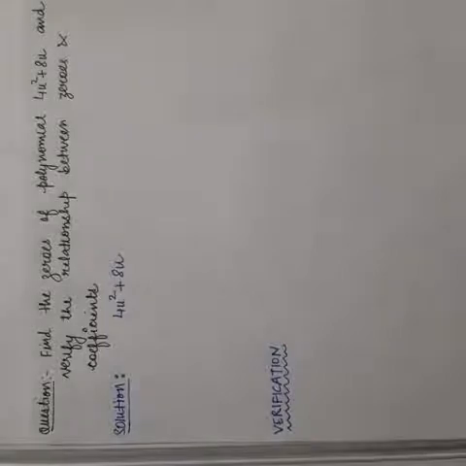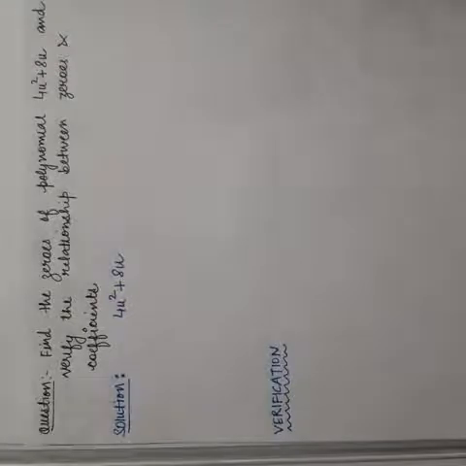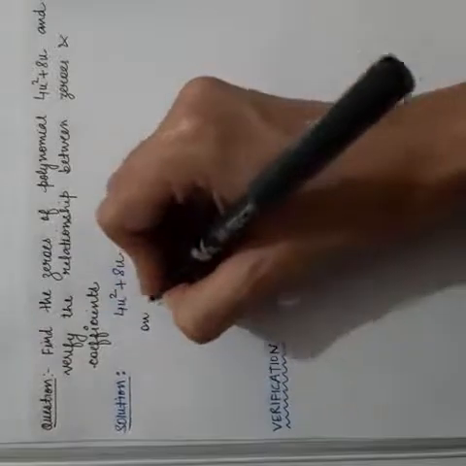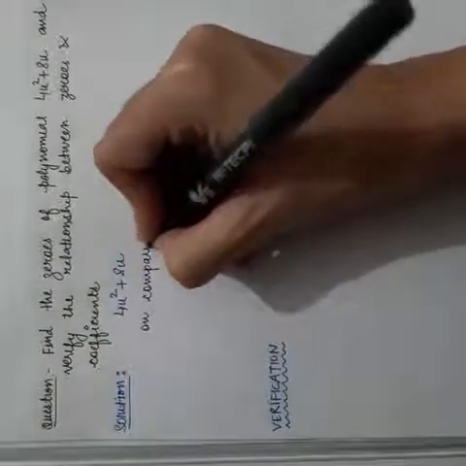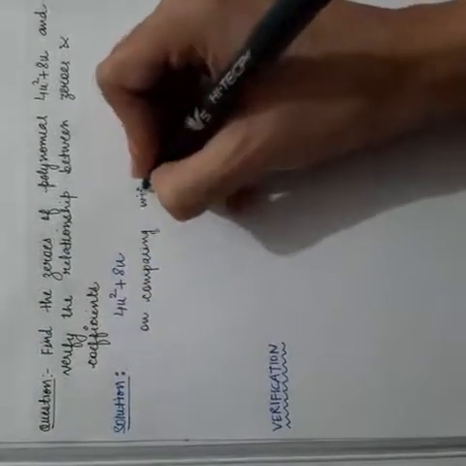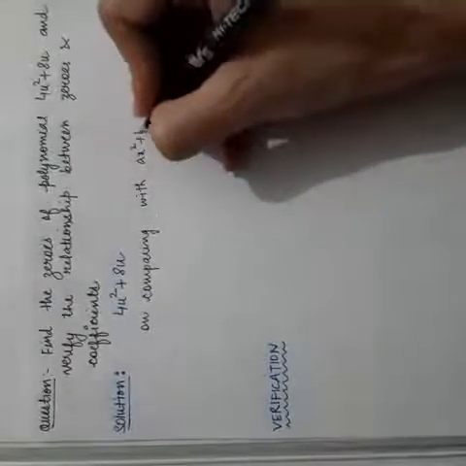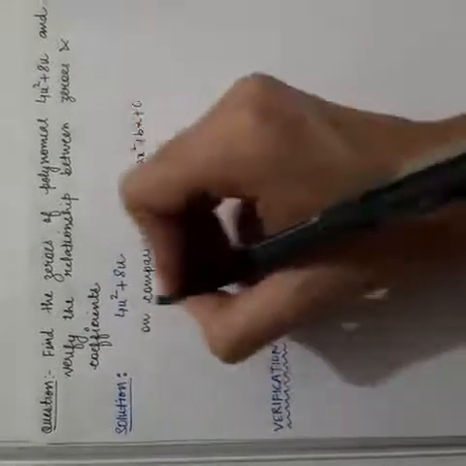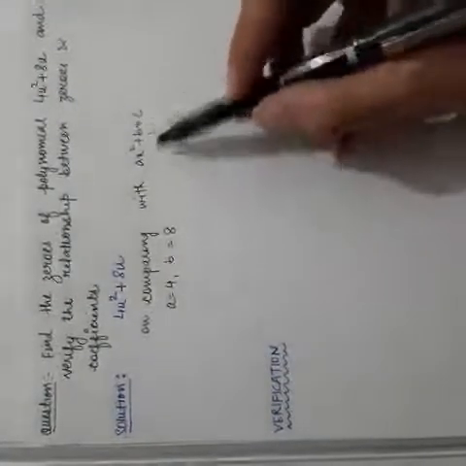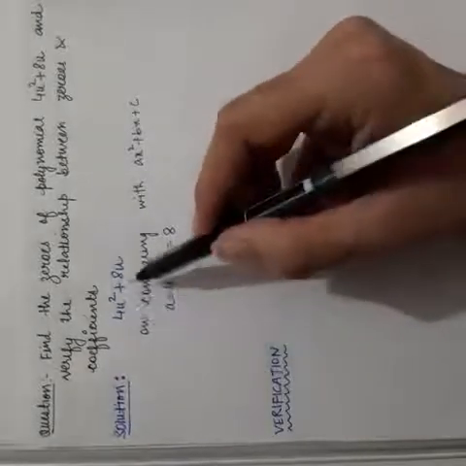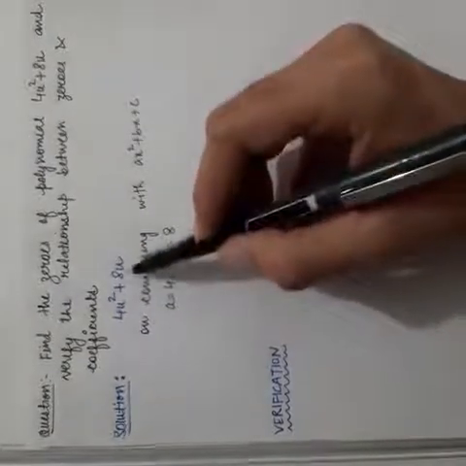Now another type of question that can be asked in the paper. The question is the same, you need to find the zeros and then verify the relationship. But the difference here is, if you compare this polynomial with the general polynomial ax square plus bx plus c, you get a is equal to 4, b is equal to 8. Now see here, in this question the variable is u. Generally we write the variable x, but the variables u, y, z, t can be used. So here the question has variable u.